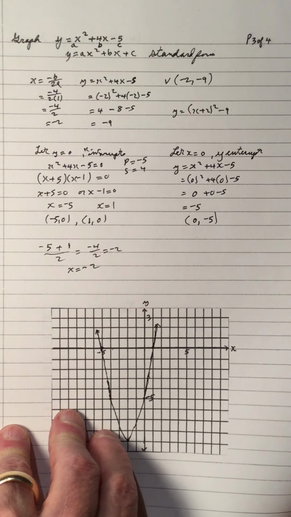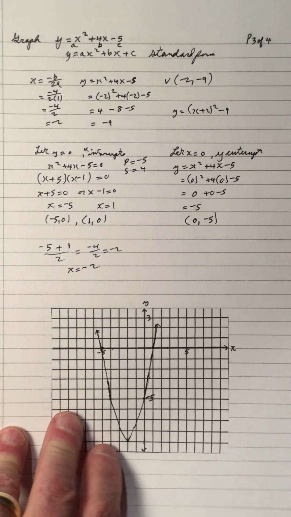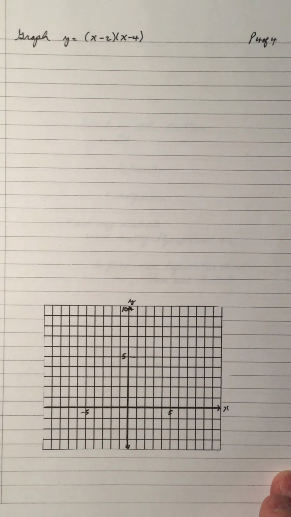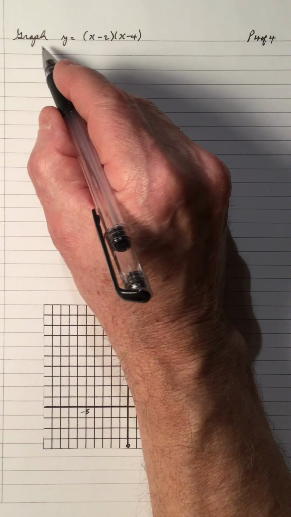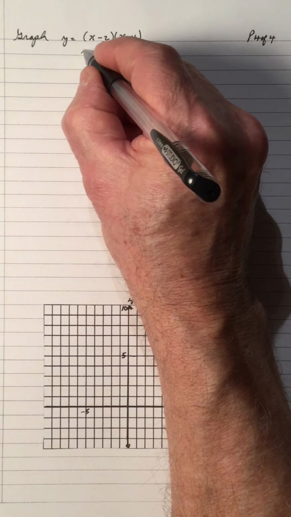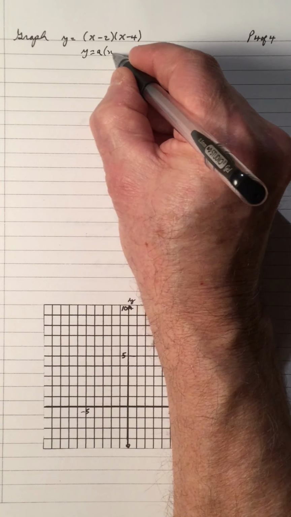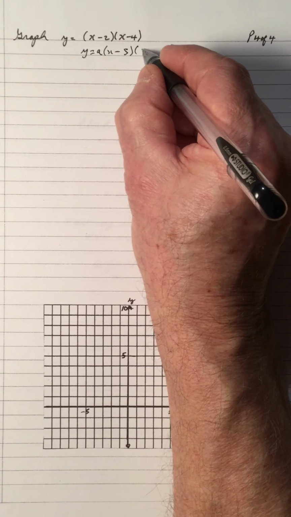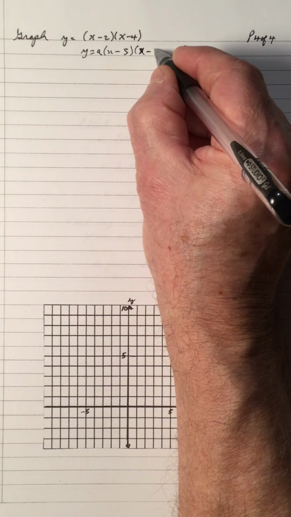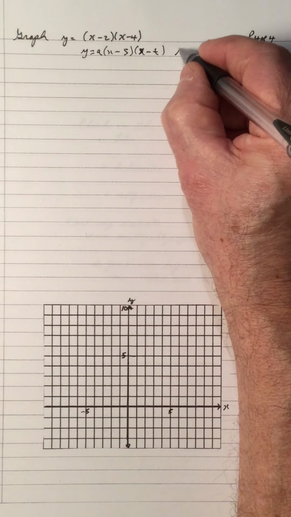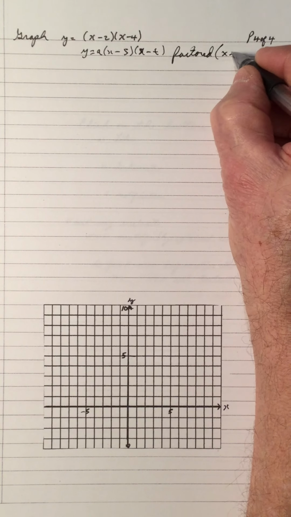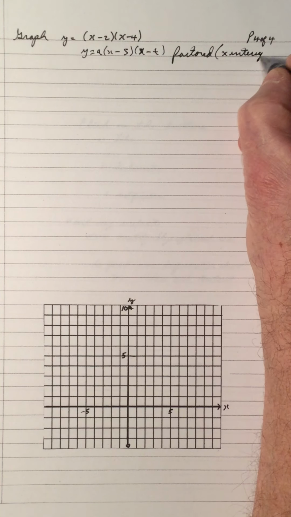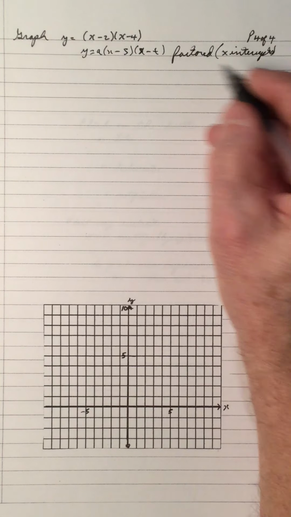So everything fits together. If you can factor, you can work it out, you can get x-intercepts. Everything works together, all come together. Now we have another graph, and this is called y = a(x - s)(x - t). This is called the factored form, or the x-intercepts form.